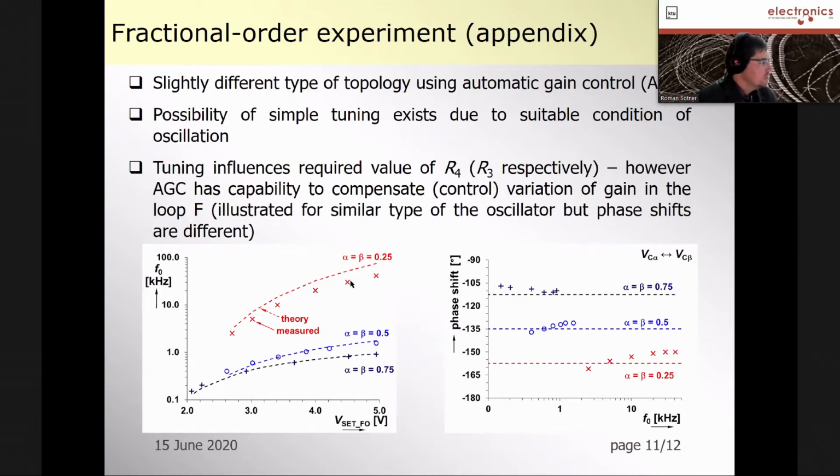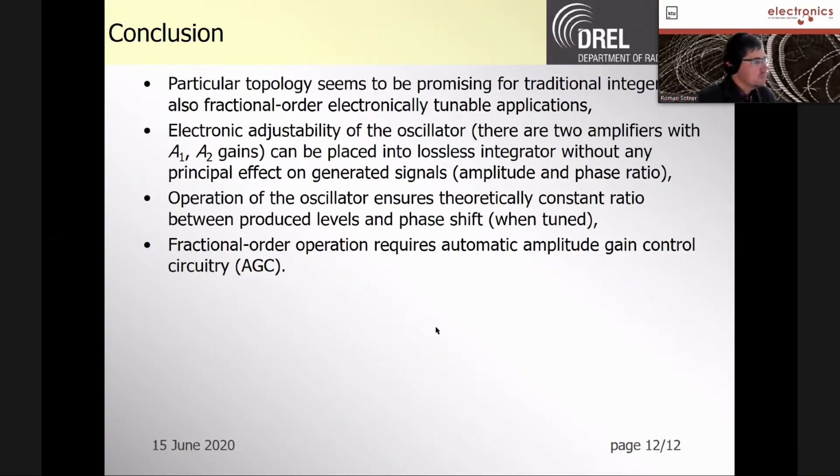I have to note that the order of the constant phase device always influences the range of the frequency. You can see that for a very low order, 0.25, the range of adjustability is a little bit higher than in previous cases. So I have to conclude these results.